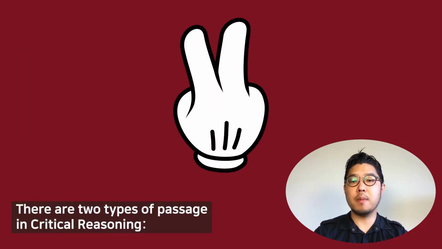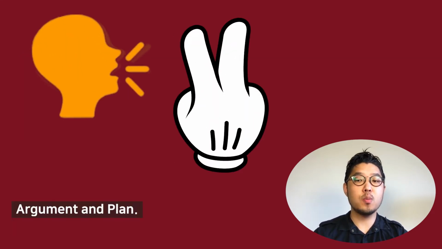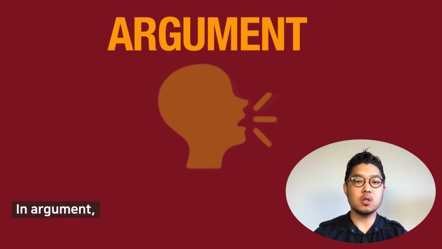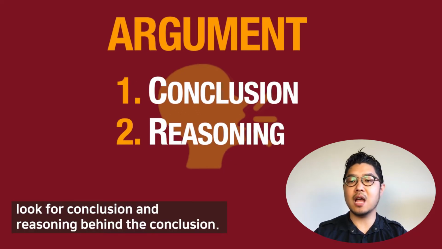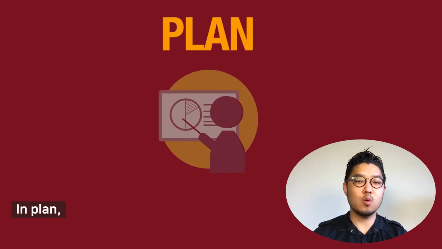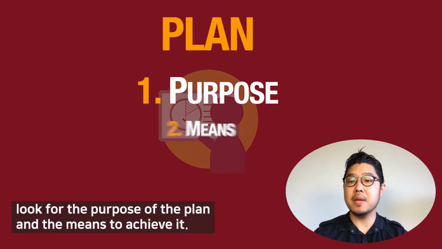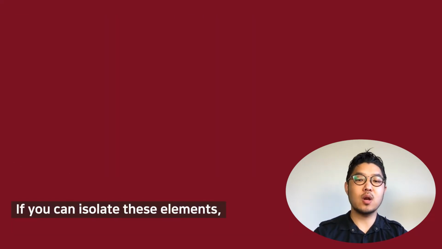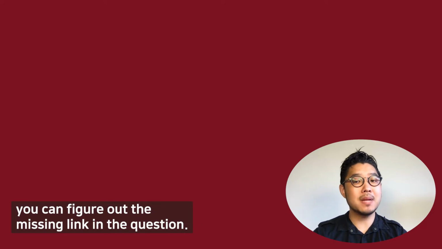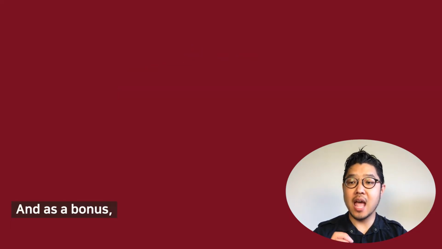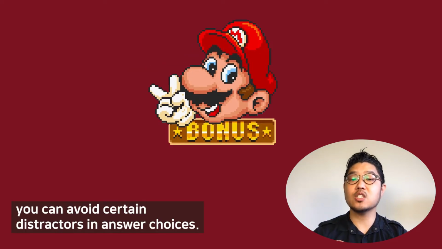There are 2 types of passages in critical reasoning, argument and plan. In argument, look for the conclusion and the reasoning behind the conclusion. In plan, look for the purpose of the plan and the means to achieve it. If you can isolate these elements, you can figure out the missing link in the question. And as a bonus, you can avoid certain detractors in answer choices.